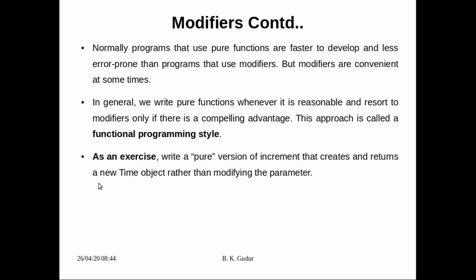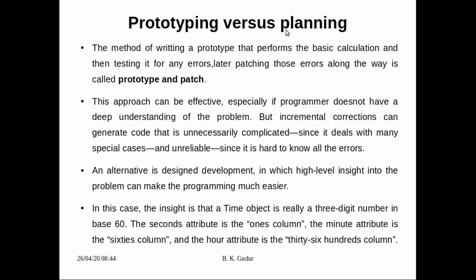Okay, so as an exercise, write a pure version of the increment function that creates and returns a new time object rather than modifying the parameters. Earlier we wrote an increment function which was a modifier, meaning it modified the object. So you write the same increment function, but it should not modify the argument, meaning the parameter. It should create a new object and return the incremented time. I hope you are going to write this function, write the whole program and test it. If you come across any difficulties, you can ask me. Right, so with this we'll proceed further to something called prototyping versus planning.